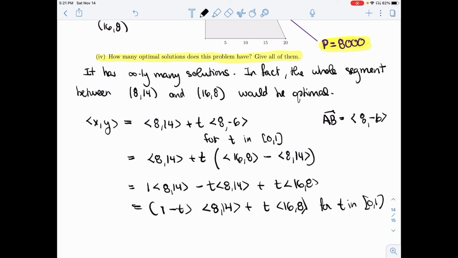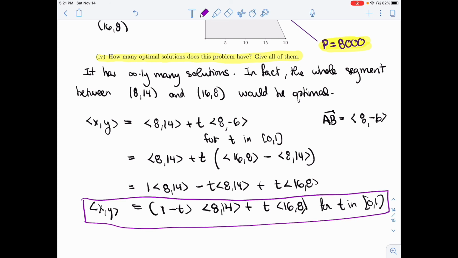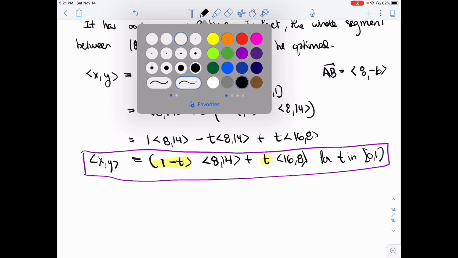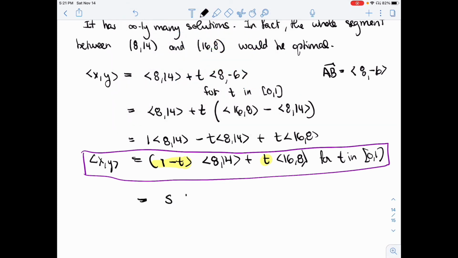All right, so this is a nice way of putting it because it's easier to generalize to many dimensions. I have two things that add up to 1. So I'll phrase it even that way. It's going to be a multiple of (8, 14) plus a multiple of (16, 8). And I need to make sure that s and t are in [0, 1], and that s plus t is 1.